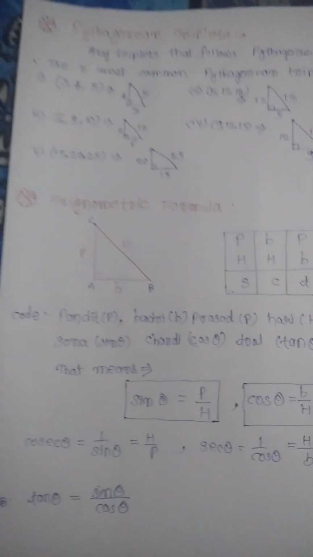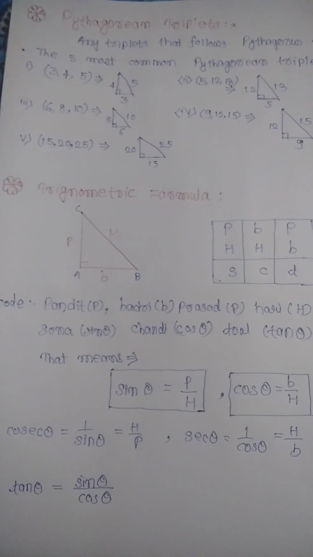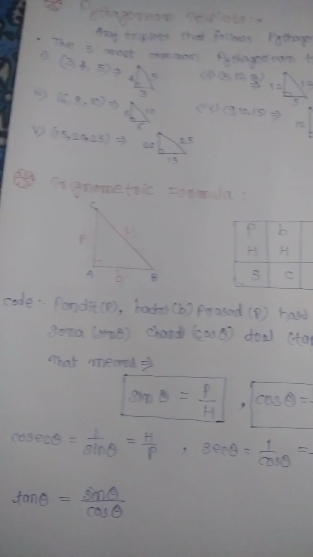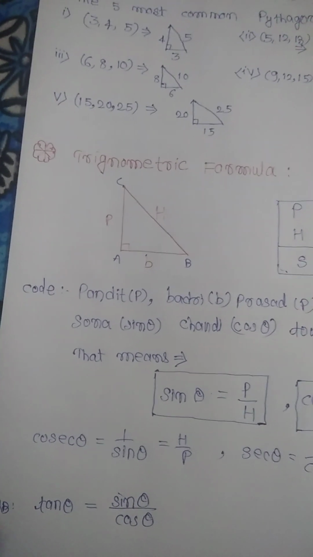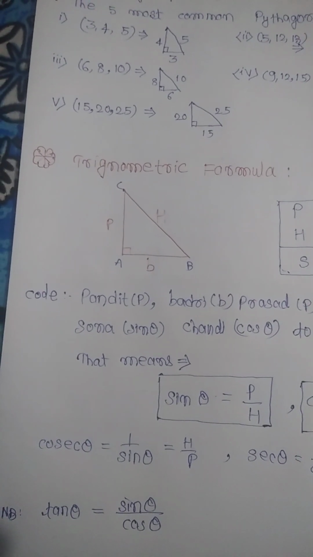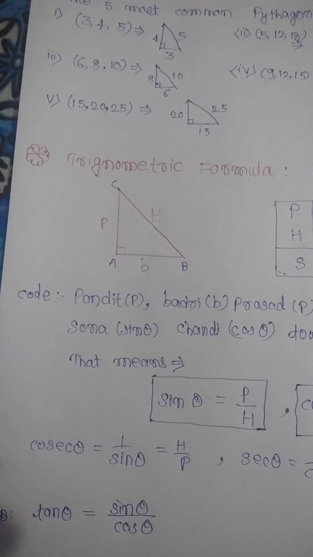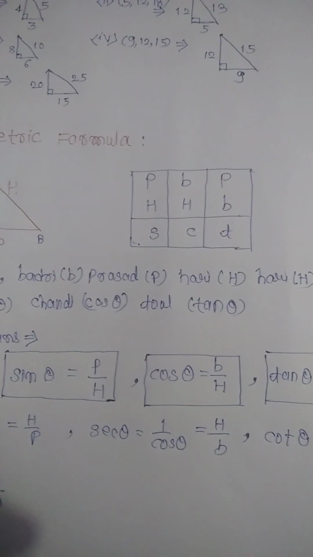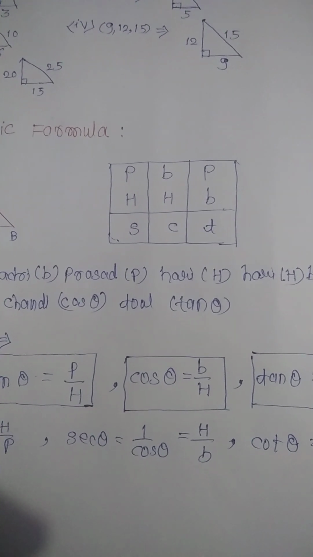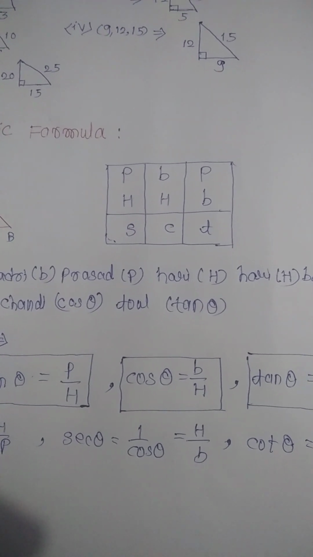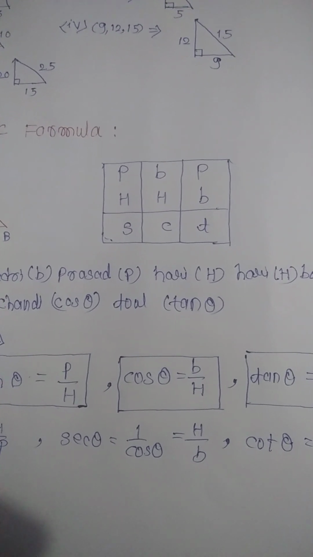Now we will discuss the basic trigonometric formulas, like sine theta, cos theta and tan theta. Consider this triangle ABC, where AB is the base B, the perpendicular, the height AC, is P, and the hypotenuse is H, that is BC. Here we have a chart: P B P, H S B and S C T. It means P is perpendicular, B is base, H is hypotenuse, S is sine theta, C is cos theta, and T is tan theta.